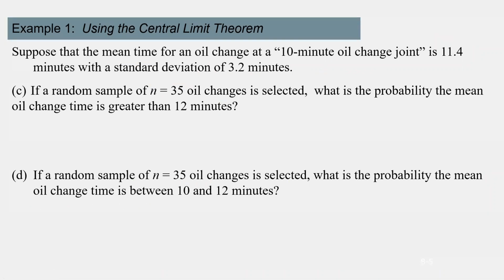All right, so the next question. If a random sample of n equals 35 oil changes is selected, what is the probability the mean oil change time is greater than 12 minutes? So it's the probability the mean is greater than 12 minutes. So it's the probability that the X bar you get is greater than 12. I know it seems silly.